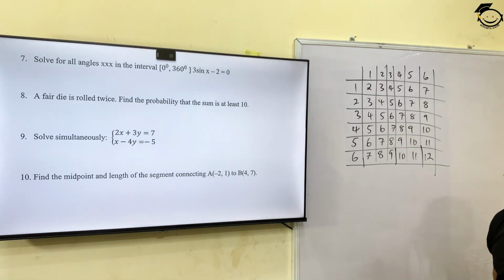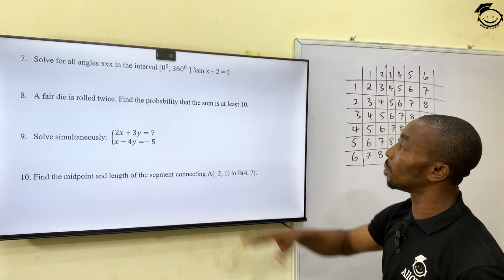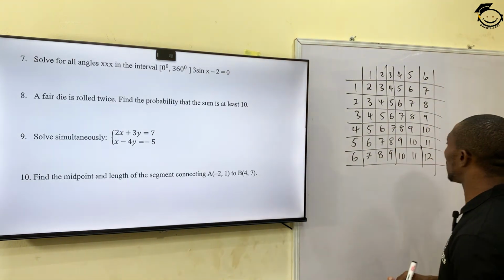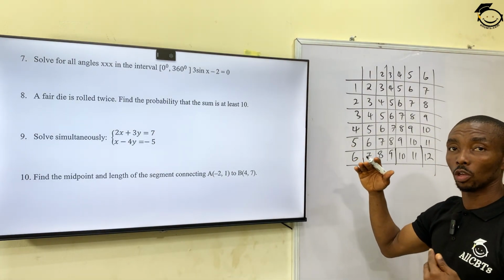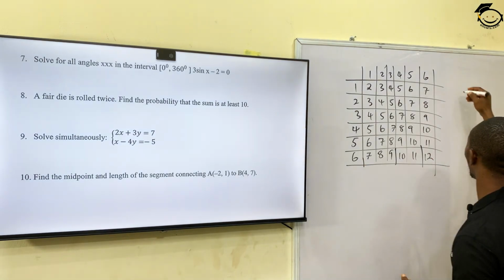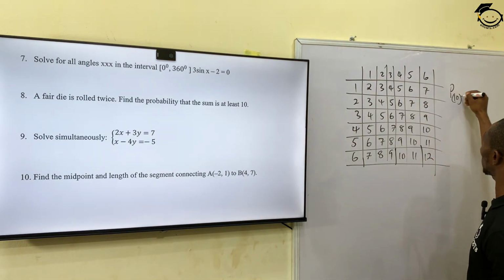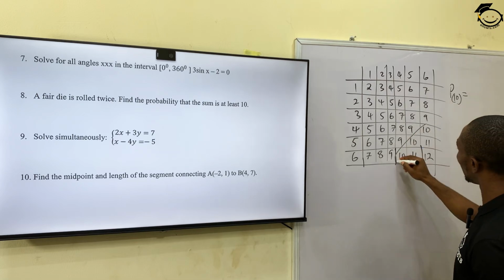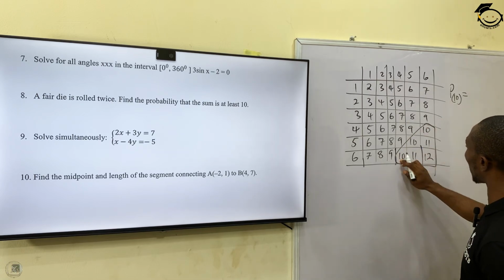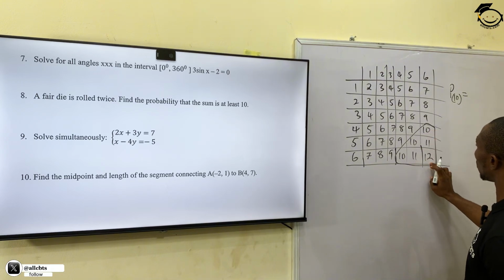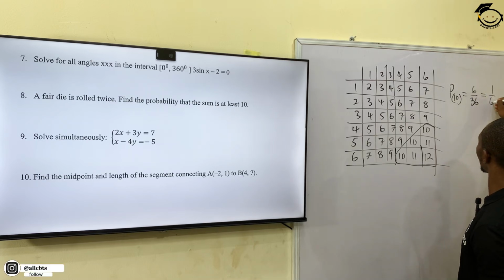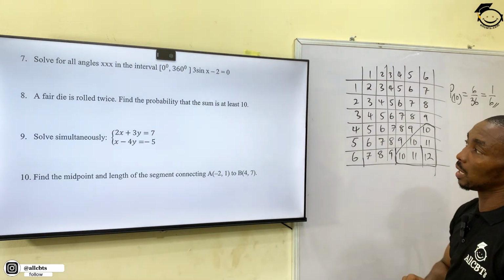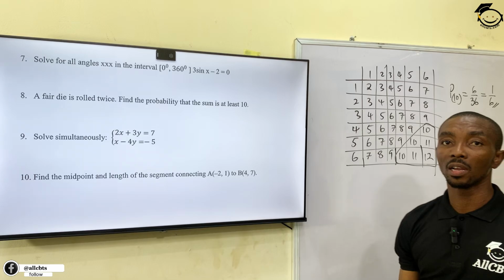Our question says, find the probability that the sum is at least 10. That means the least value you should have is 10. It can be greater than 10, but not less than 10. Our probability of picking at least a 10 becomes the probability of 10, 11, and 12, which is 1, 2, 3, 4, 5, 6 outcomes. 6 over 36 gives us 1 over 6. So the answer for the probability of at least 10 is 1 over 6.